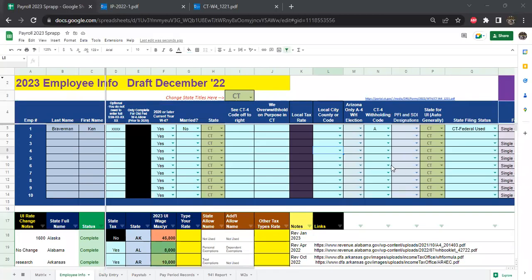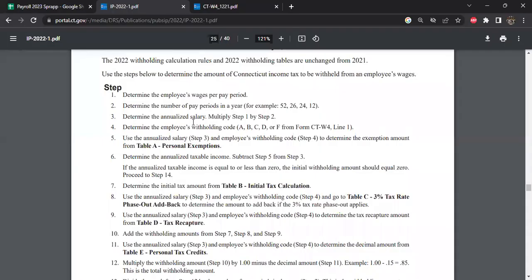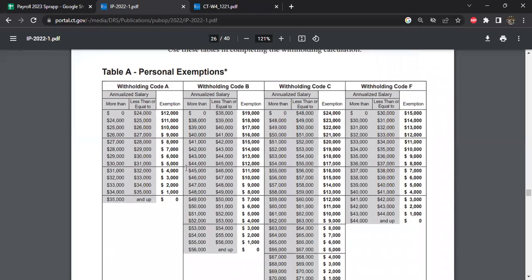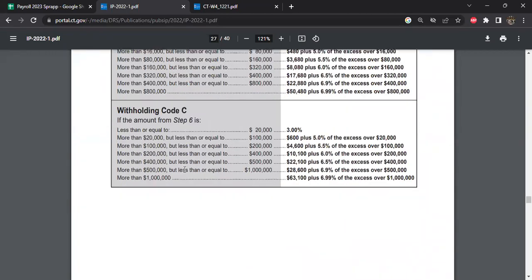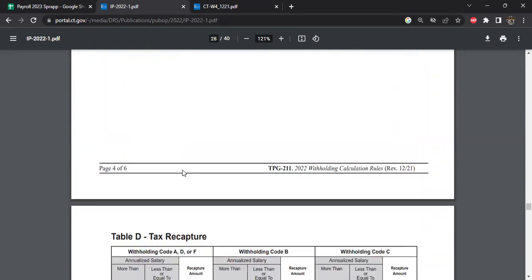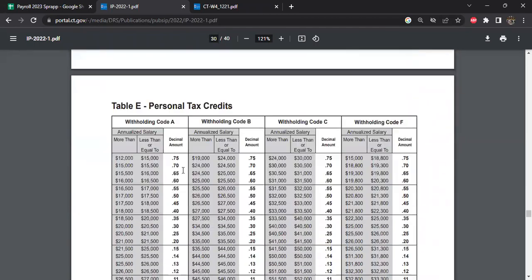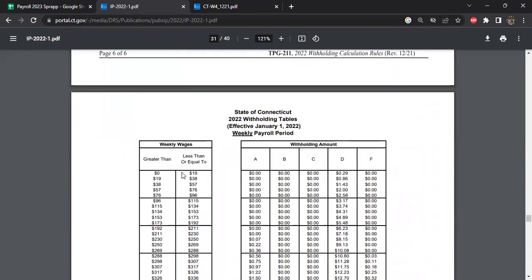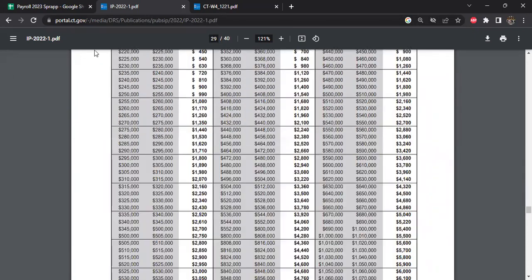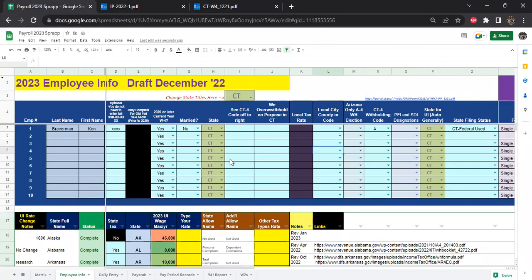Hi there. We're here to talk about Connecticut state payroll tax withholding. Connecticut is a really complicated set of tables in order to properly withhold for your employees' wages. So I have gone through all of them and I've programmed them all in the payroll and Google Sheet application that you see on the screen right here. And we're going to go through how that's done, but it is accurate.